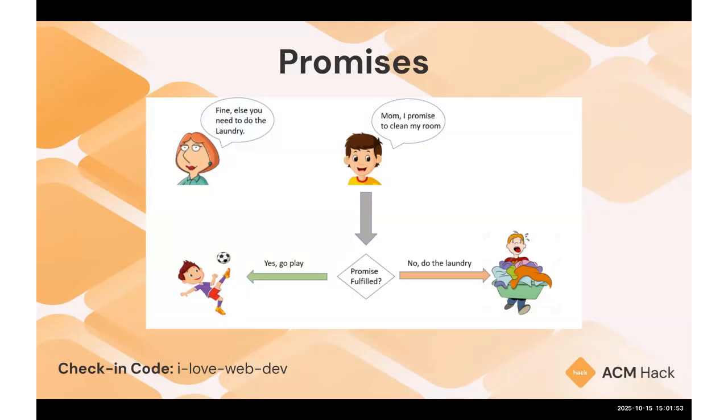And what happens if we fulfill the promise? Then we're allowed to go outside and play. And if we don't fulfill the promise, then we have to go and do the laundry. So the idea of a promise here is that depending on whether or not a request is fulfilled, we have two separate outcomes that we can go with depending on the result of the first promise object.